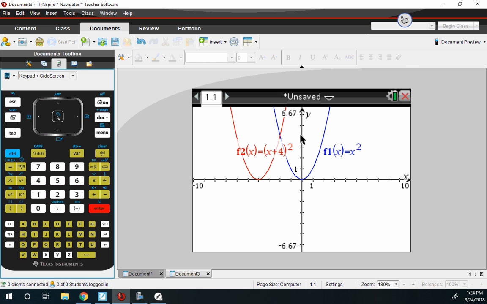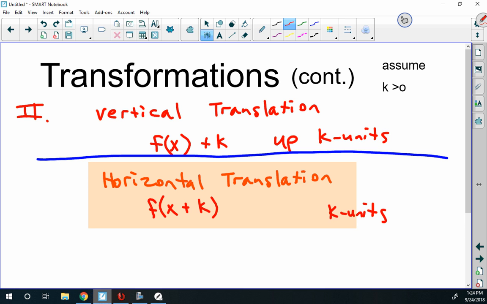So weird. So when we add something, it's actually going to translate it left. I'm going to highlight that. I'm going to put an asterisk by it. So with these horizontal translations inside the parentheses, when we add some positive k value, it actually translates the thing to the left that many units.